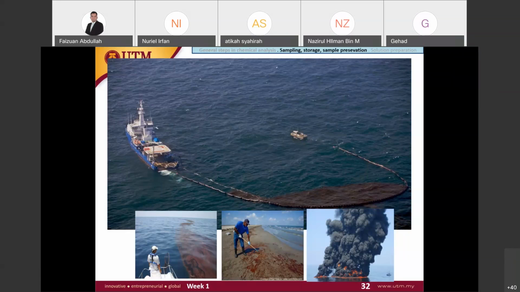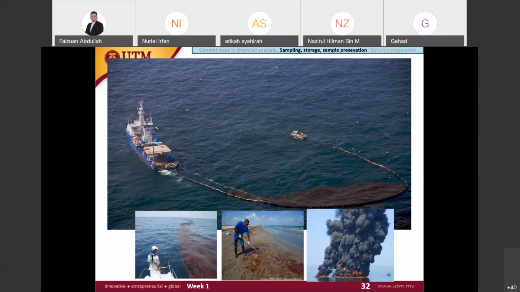Okay, how do we take samples from the boat? By taking them from the sea. Using what? Bottles, for example. Okay.